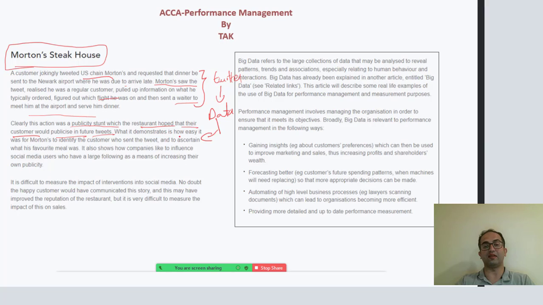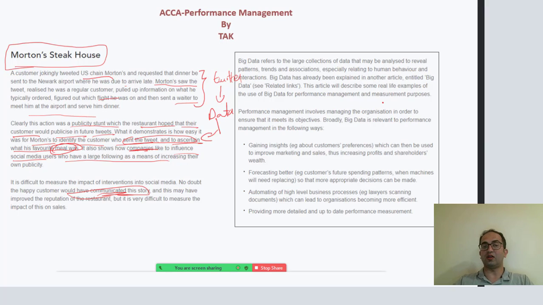What it demonstrates is how easy it was for Martin's to identify the customer who sent the tweet and to ascertain what his favorite meal was. It was simple, a link between data and reaction. It also shows how companies like to influence social media users. I'm quite sure that while I'm reading this and explaining it to you, you are also getting excited, thinking, wow, such things have happened to other people, why not us? It is difficult to measure the impact of intervention in social media. No doubt the happy customer would tell the story.